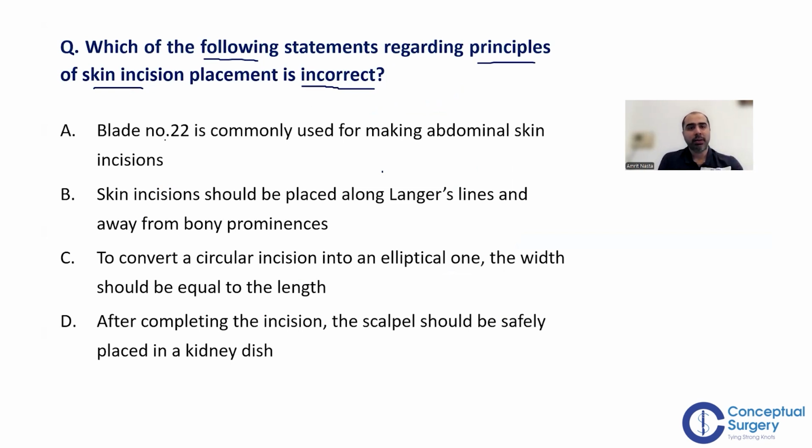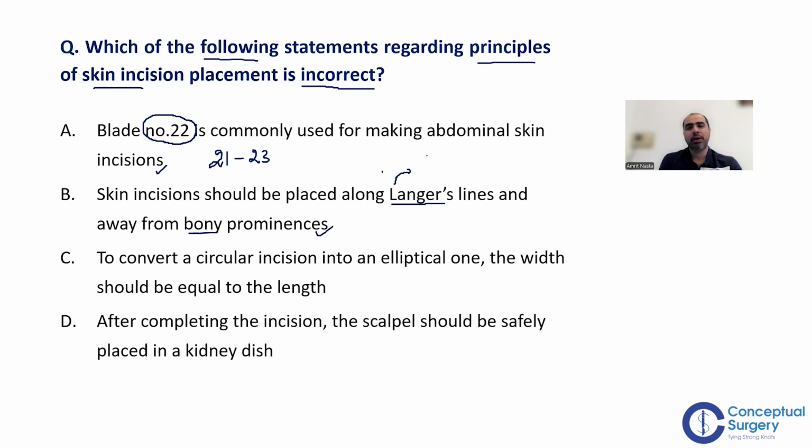So blade number 22 is used for making abdominal incisions. This is correct. Normally for abdomen, we take 21 or 22 or 23. Those knives are normally used for skin incisions for laparotomy. Skin incisions should be placed along Langer's lines and away from bony prominences. Of course, this is correct.